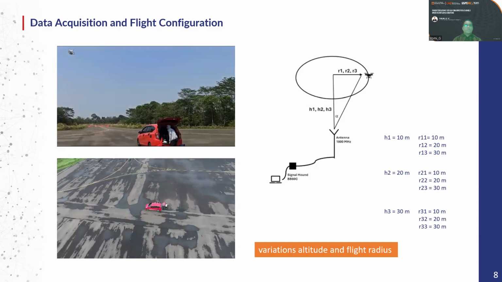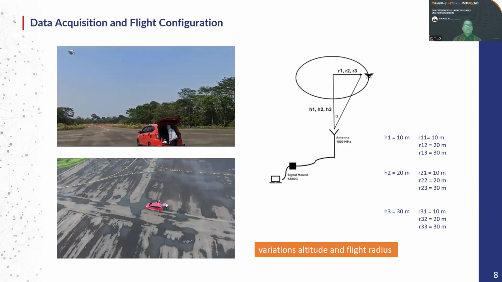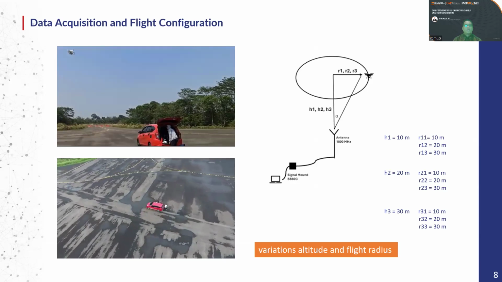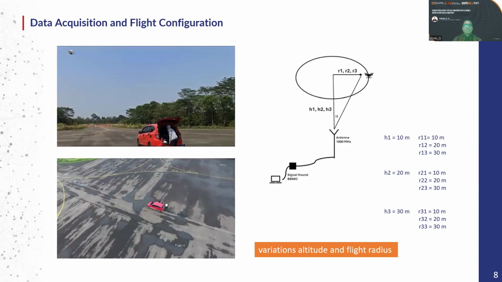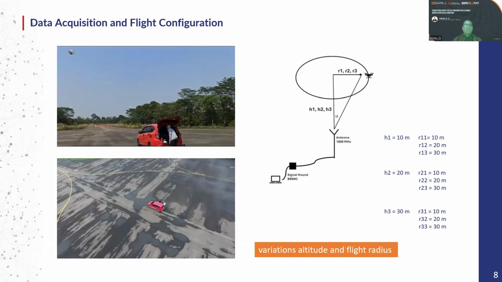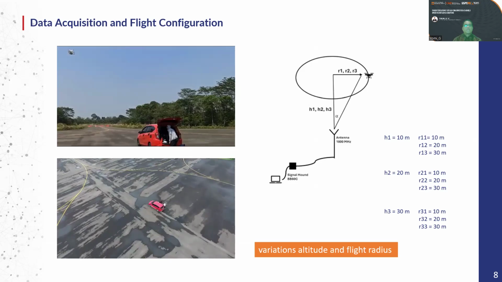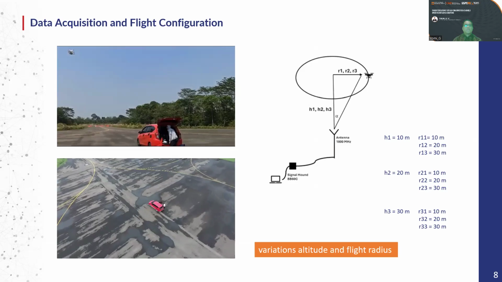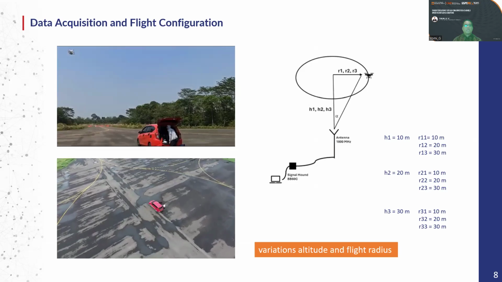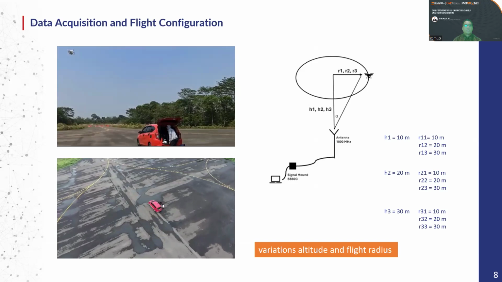Additionally, the diagram here depicts the antenna configuration at a frequency of 1,800 MHz connected to the Signal Hound BB60C measurement device, which was used to capture and record signal data during the flight.